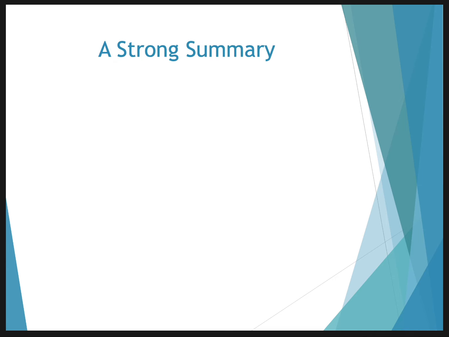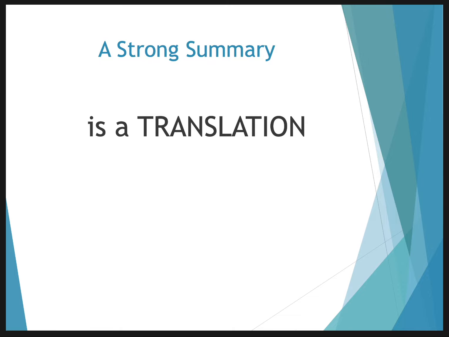And finally, if you want to think about what a strong summary is, a strong summary is kind of like a translation. If you have any familiarity at all with speaking other languages, you know that you can't really go word for word in a translation. Instead, you put the original source or the original language into a different set of words so that it actually makes sense. That's kind of what a summary is doing. You are translating for your reader.